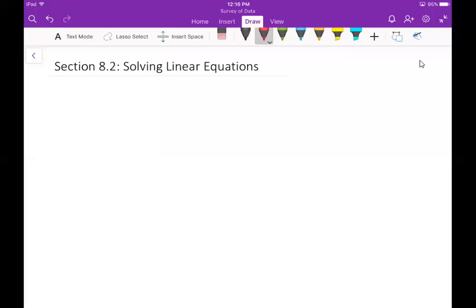Hi guys, today we're going to talk about section 8.2, which is all about solving linear equations. Mostly what I'm going to do today is give you a bunch more examples of linear equations and how to solve them, because every one of them is going to be a little bit different. We're going to go through about 10 examples in this video, just more types of linear equations to solve, so you can see what approach I would take.